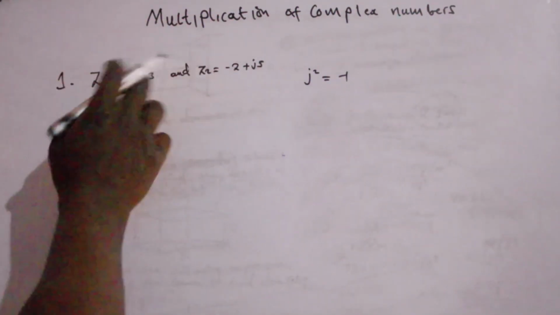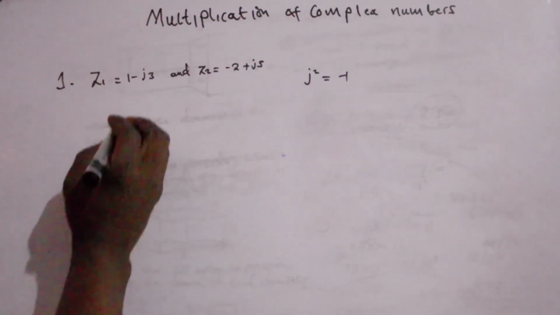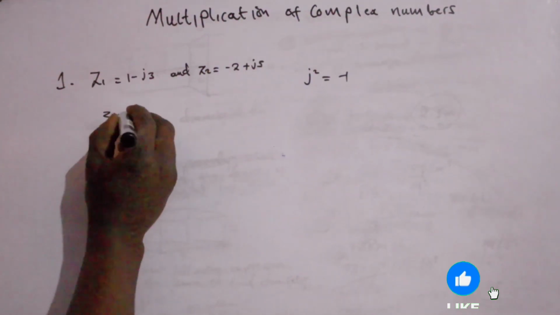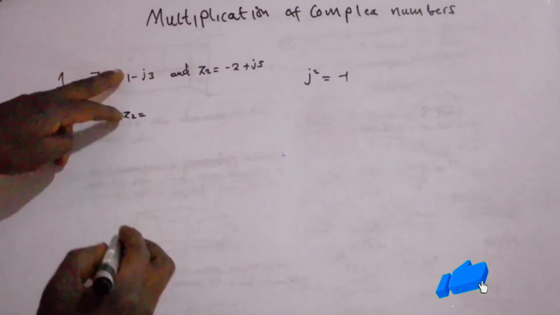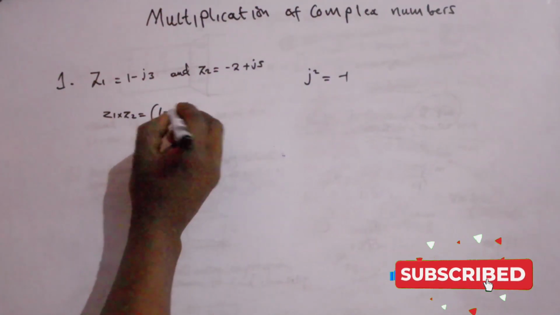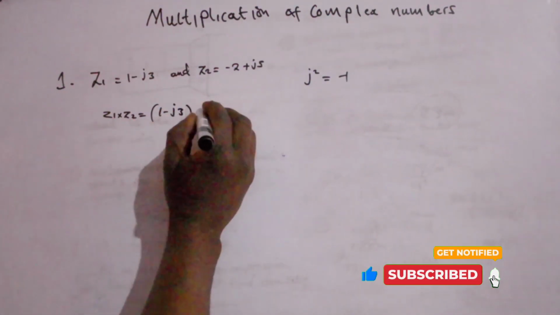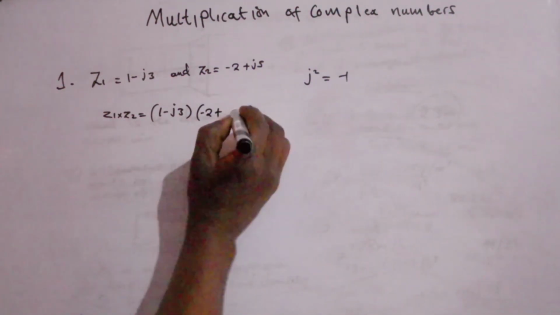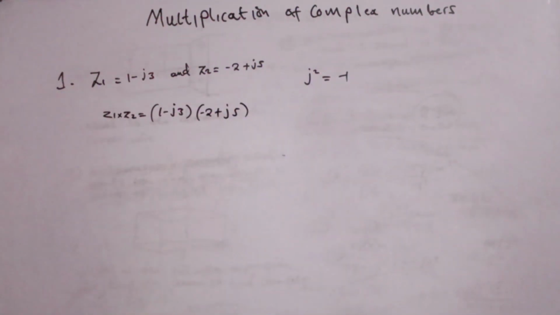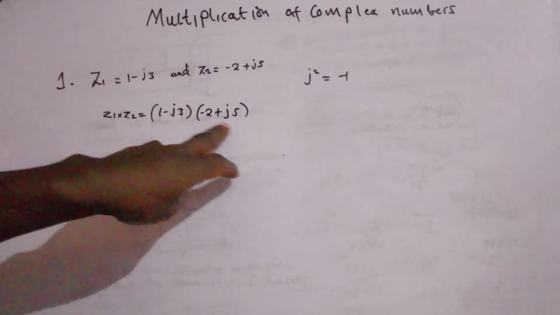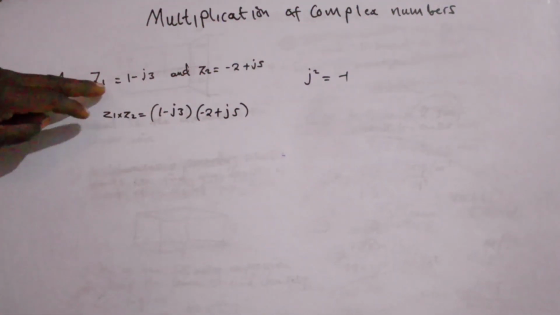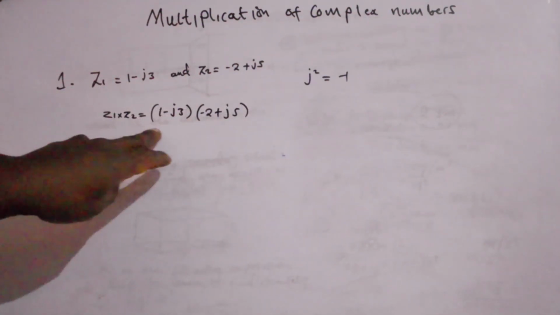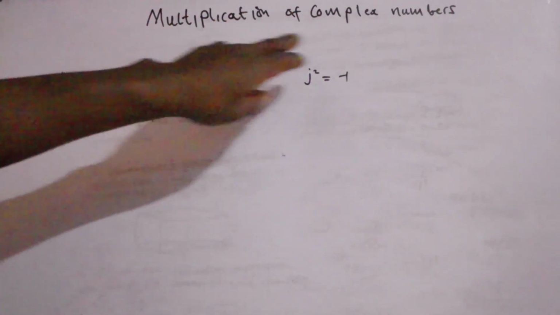How can you determine, with these values, the multiplication? We can say that we have z1 times z2 should be equal to (1 minus 3i), then open bracket, z2, this z2 we have minus 2 plus 5i. Okay, this is an expression which I have written here. Questions mostly come in this way, so you must take it in this way for you to multiply.